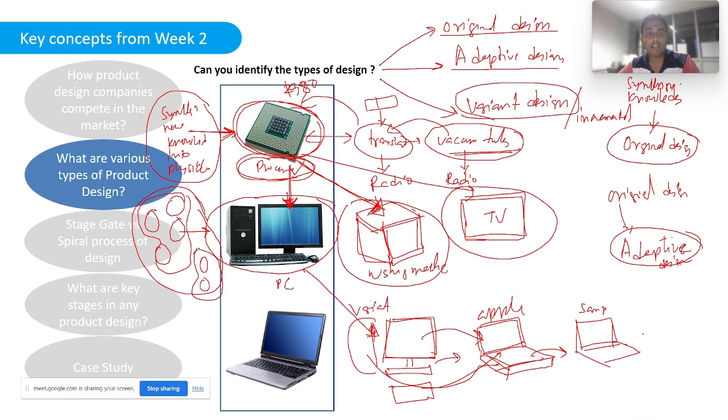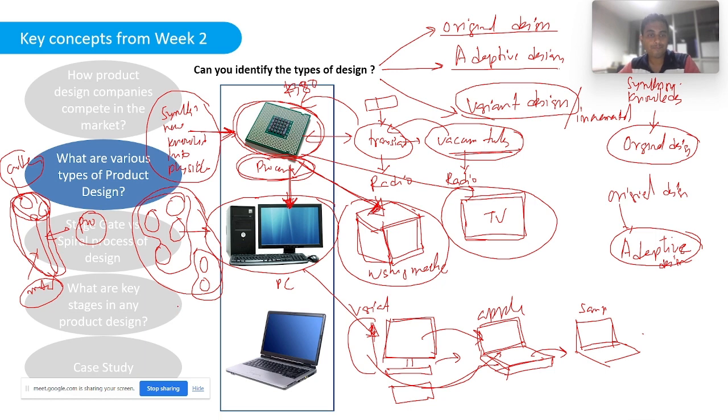For example, the previous product that I gave as an example, the electric saver, is an adaptive design because it uses original technology. For example, a processor, a motor, and then you have a cutter probably. So these are original products, and this particular product, the electric saver, is an adaptive design.